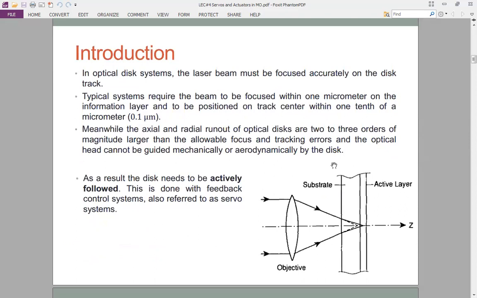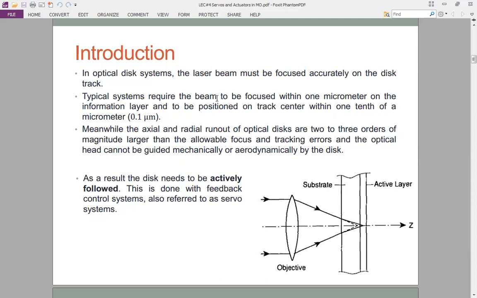For an introduction, in optical disc systems, the laser beam must be focused accurately on the disc track. Typical systems require the beam to be focused within 1 micrometer on the information layer and to be positioned on track center within 1/10 of a micrometer. So this is what is desired for the reading and writing processes to take place.